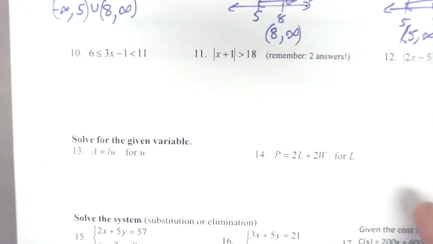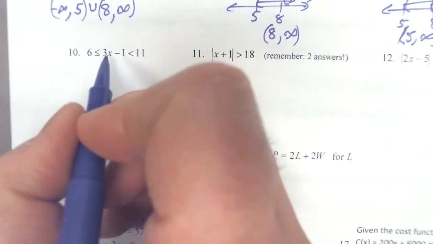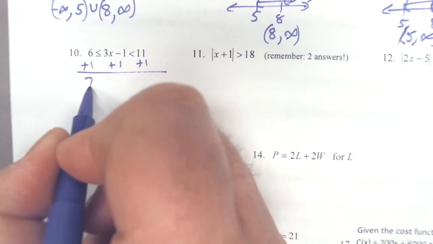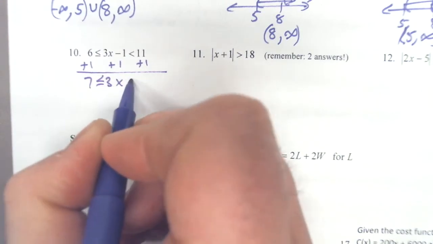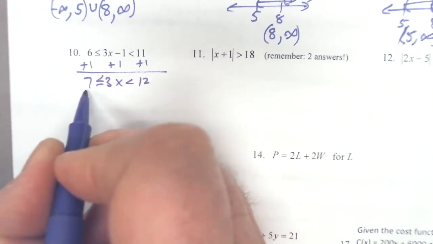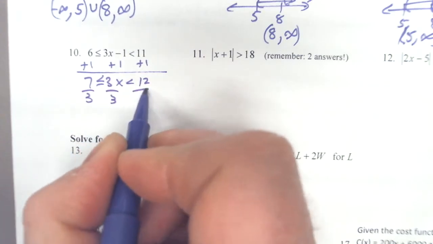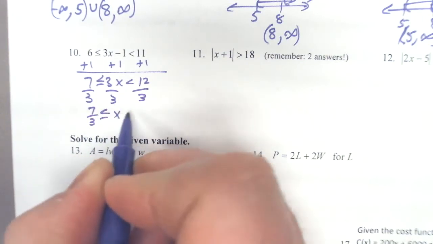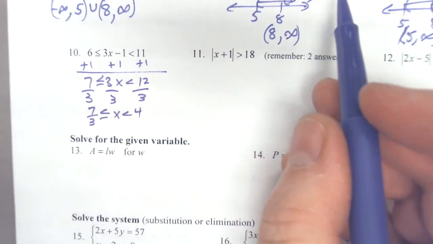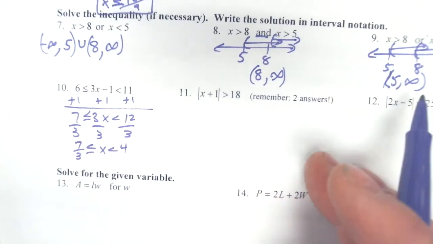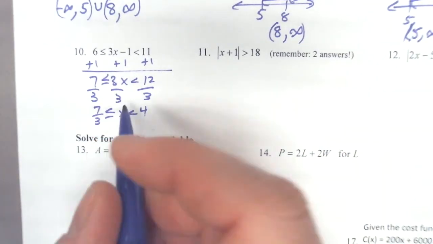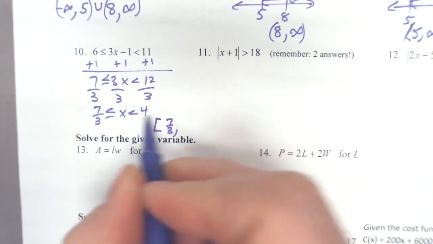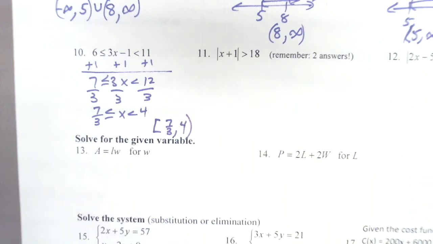For question number 10, we have a compound inequality, so I'm going to add 1 to all three parts. I get 7 is less than or equal to 3x is less than 12. Then I'm going to divide all three parts by 3, leaving me with 7/3 is less than or equal to x is less than 4. Again, we're supposed to be putting this in interval notation, so I'm going to write from inclusive 7/3 to exclusive 4.